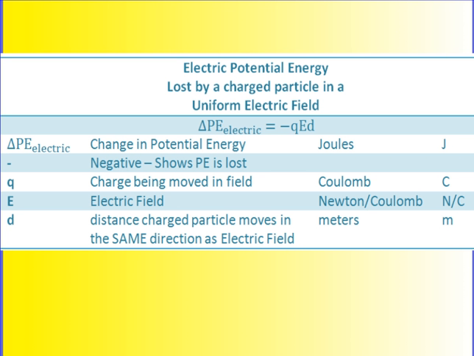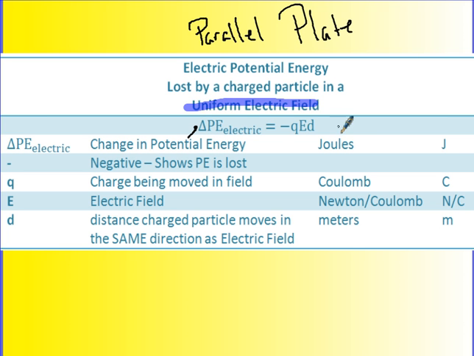Now, we're going to go through a lot of formulas, so just be patient. What if we want to know what is the electric potential energy lost by a charged particle? And here's the key, folks, in a uniform electric field. So this is parallel plates. So I may say uniform electric field or parallel plates. Okay. The formula is quite straightforward. The change in potential energy. Remember, it's the change that's important. That we're going to measure in joules is equal to minus QED.